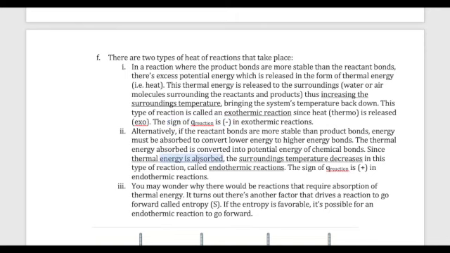So because there's absorption, the surroundings temperature decreases, so it gets colder. Again, you're in the surrounding, you're not in the system, you're not the reactant, you're not the product, you're a surrounding. So if you hold that test tube, you're going to feel that it gets colder. Those reactions we call endothermic, and the sign of Q with respect to those reactions is going to be positive.